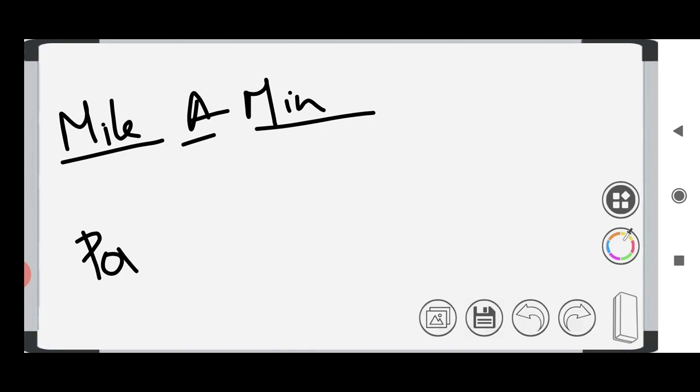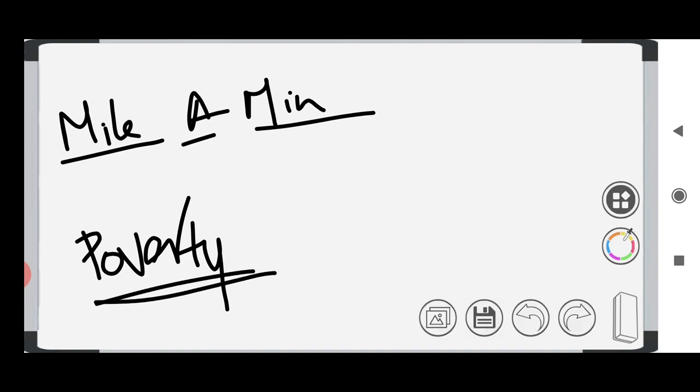So what is this poverty? Poverty is nothing but if a person is not able to satisfy his basic needs, then it means he is in poverty. So we can have a question: what are these basic needs? What are the things which come under these basic needs?